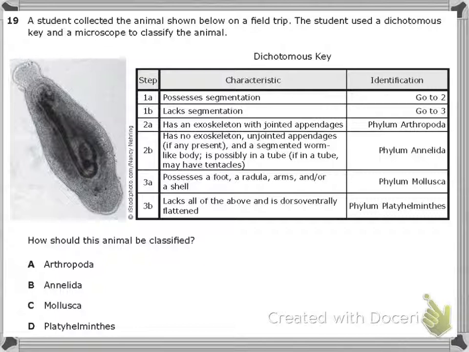Alright, so first thing we're going to do is what awesome people do. We are going to highlight some things. You can highlight what you wish. I chose to highlight dichotomous key, microscope to classify the animal, and of course the main title, dichotomous key. So first off, what is a dichotomous key? Well, a dichotomous key is essentially a series of things to look for that sends you to the next thing, so you can figure out what kind of animal this is or how to specifically classify it, right?